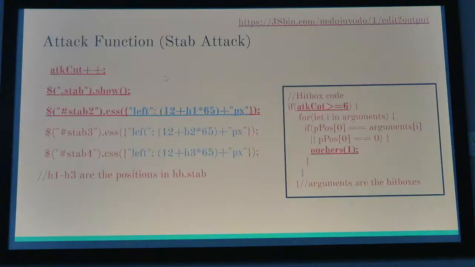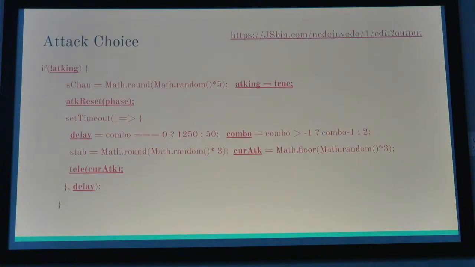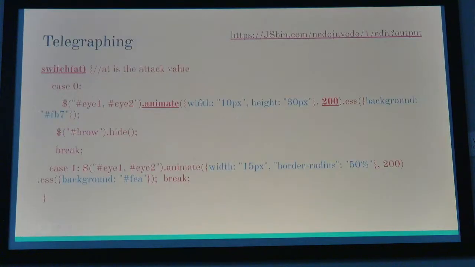And the telegraphing. So this is a switch statement, which detects which attack is being used. This was used back in the attack choice, so it'll put on the right telegraph. And that basically changes his face, because the boss himself is made of CSS, so it can be easily changed mid-game. And it animates too.